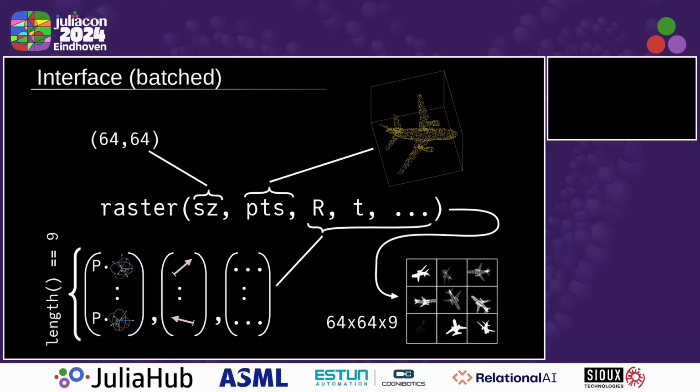There's also a batched mode. So if you provide vectors of parameters instead of just a single set of parameters, then the output will have an additional batch dimension in the last position. So it has a trailing batch dimension. And of course, these vectors all need to have the same size. In this example, the length is 9. So you will end up with an array that has length 9 in the last dimension, basically representing 9 different images corresponding to these 9 different camera parameters, if you will.